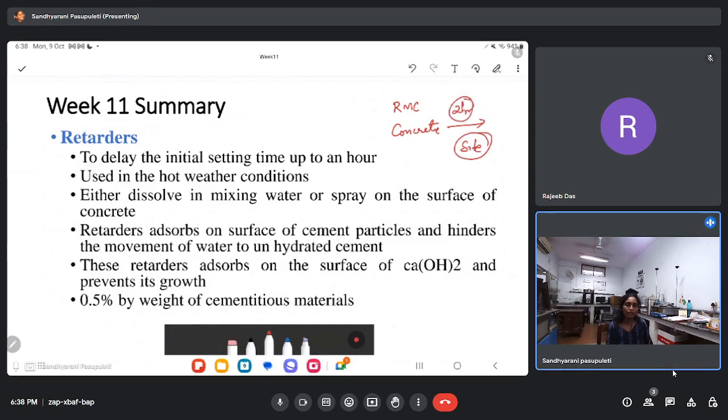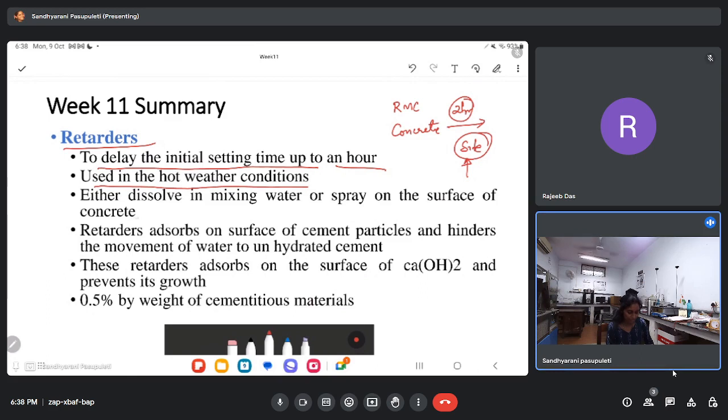If we cannot maintain the concrete mixture in that plastic state, what happens? It will get solidified and set, and it will be very strong, like solid, by the time it reaches the site. Thereby we need to maintain the plasticity of the concrete mixture. So these retarders usually delay the initial setting time up to an hour. These are especially used in hot weather conditions because we have a higher probability of the water getting evaporated, thereby the cement sets very quickly.